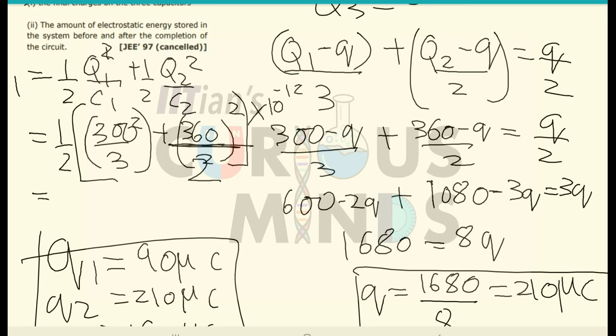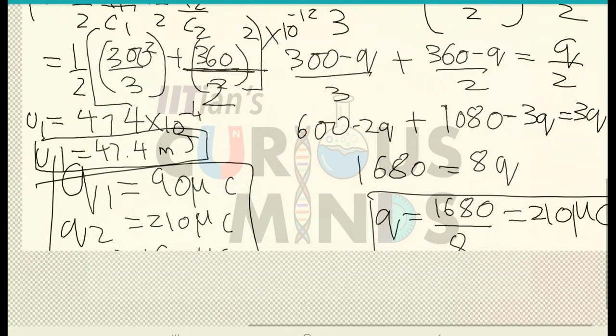If I calculate this value, the initial energy will come out to be 44744 into 10 raised to minus 4, which is equal to 47.4 millijoules. This is the initial energy.